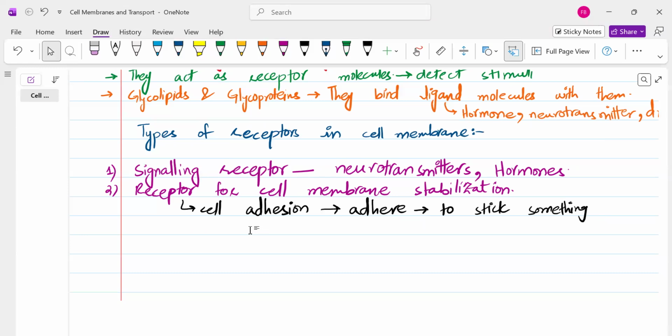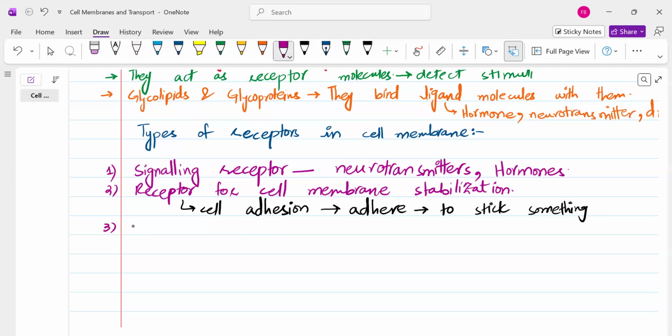And the first one was the signaling receptor that will provide the signal to specific types of ligands, just like neurotransmitters or hormones. All of these are present in the cell membrane. And the third type of receptors are involved in endocytosis. You know endocytosis?